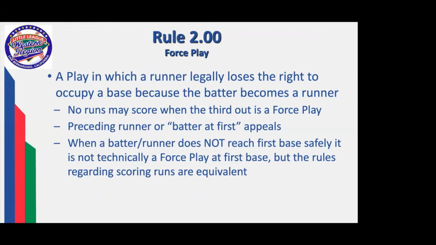When you have a third out scored on a force play, no runs will score on that. Situation, basically a runner on third with 2 outs, ground ball to second, throw to first for the third out. That runner from third, even though he may have crossed home plate before the out at first, that run is not going to score. When you end up with a preceding runner or batter at first appeals, no run is going to score. When a batter runner does not reach first base safely, it's not technically a force play, but the rules regarding scoring runs are equivalent in this case.